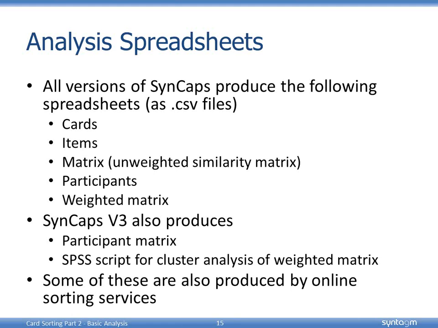Now, all 3 versions of SynCaps produce these analysis spreadsheets, which we'll have a quick look at in the demo section. But just to quickly walk you through them, the first one is the cards spreadsheet, which actually just shows you all the cards exactly as they were sorted by participants. So you get the participant name in the left-hand column, you get the group names in the second column, you get all the items in the subsequent columns. So it shows you exactly how things were done. So you don't have to go back to the raw data. You've got it there.